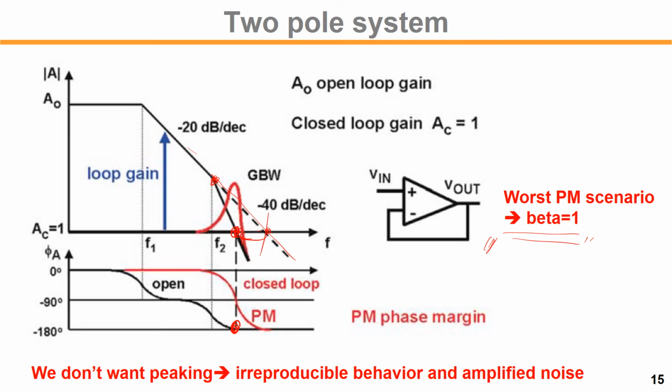So if you don't have enough phase margin, you get the peaking in the closed loop response here. This closed loop response having peaking is irreproducible behavior. If the behavior is changing, you cannot rely on this kind of peaking response in your system function. An additional negative point of this kind of large peaking is that it amplifies noise inside the circuit. So your output will be very noisy. In that way, we want to avoid peaking, right? No peaking is something that you want to have.